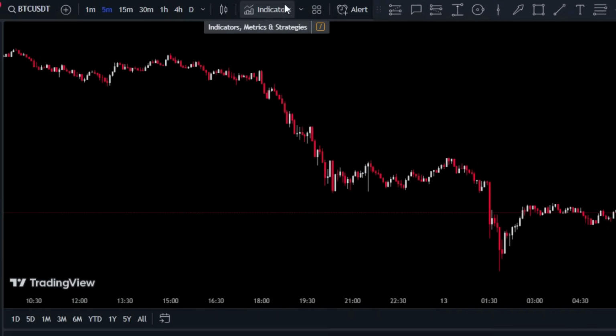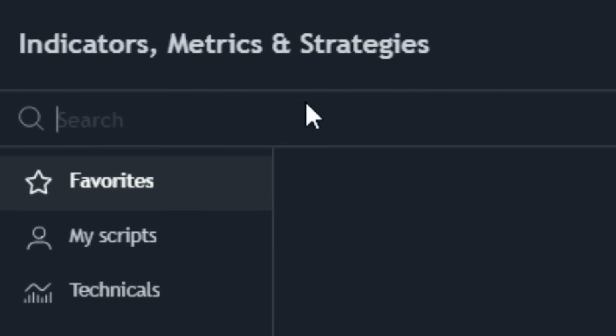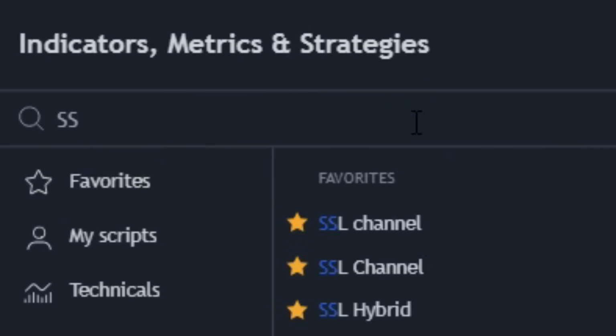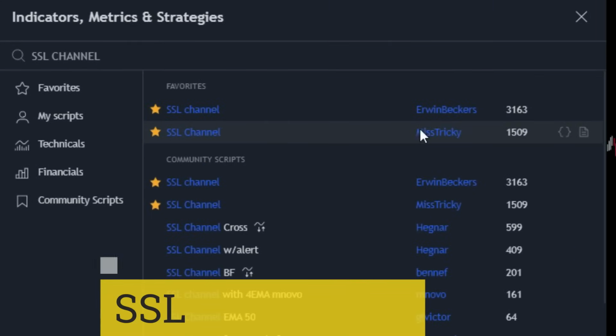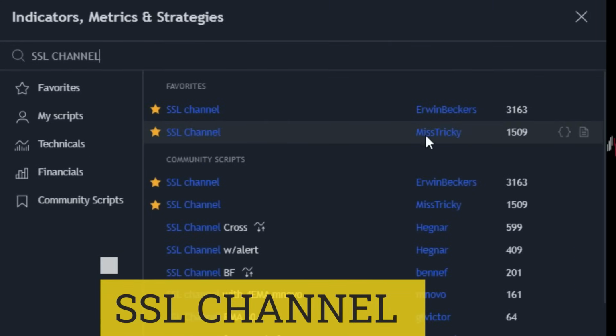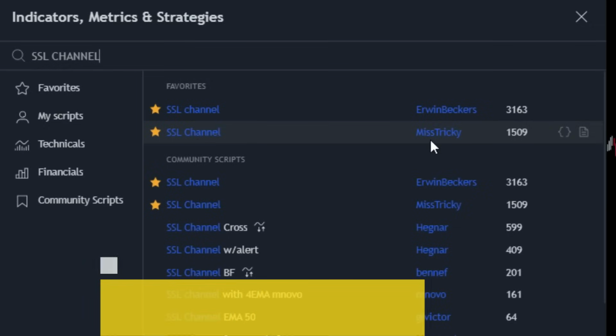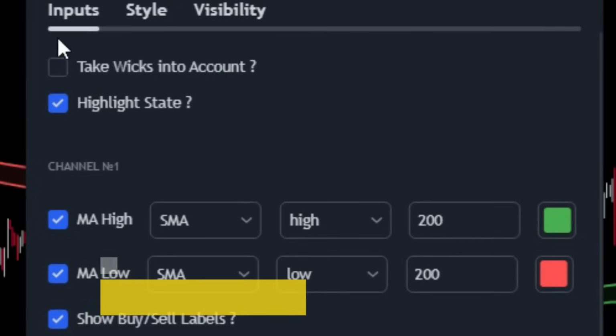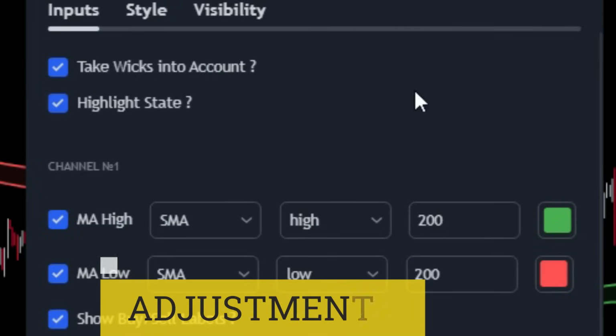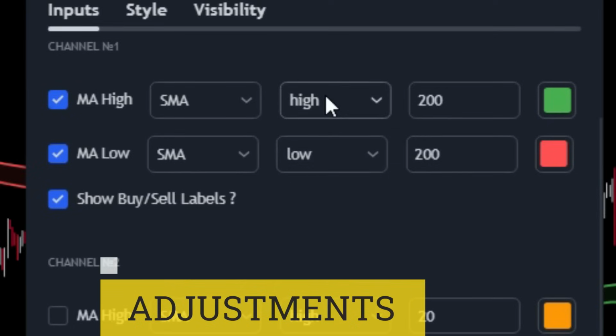But remember, this strategy is versatile and can be applied to any chart you choose. Ready to dive in? Alright, our first step is to add the SSL Channel Indicator created by the amazing Ms. Tricky to our TradingView chart. Once it's added, I'll walk you through customizing the settings to ensure that you're getting the most accurate signals possible.